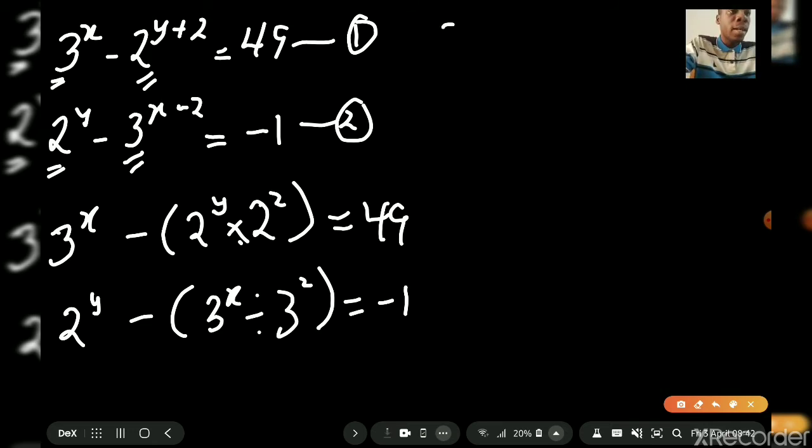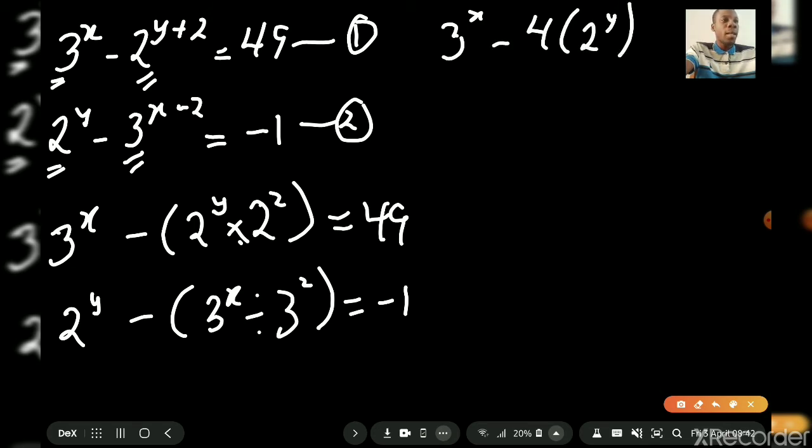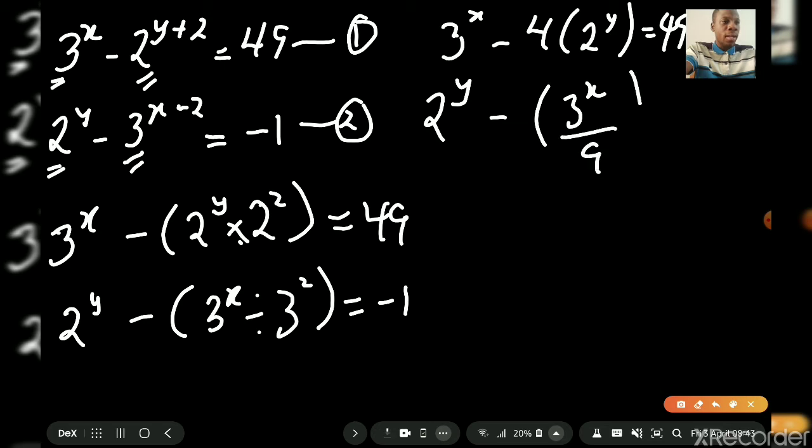Okay, so you realize that this is how it becomes. I get 3 raised to the power x from the top equation minus 4 times bracket 2 raised to the power y is equal to 49. And then 2 raised to the power y minus 3 to the power x over 9 is equal to negative 1.